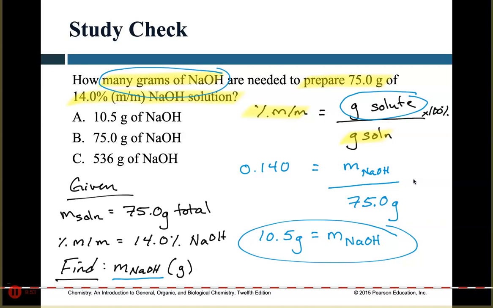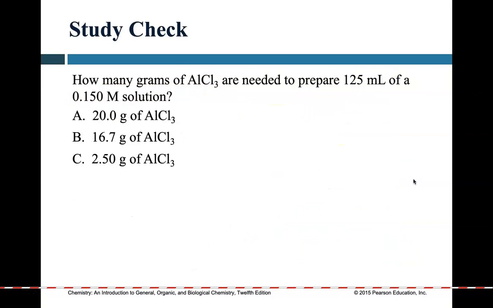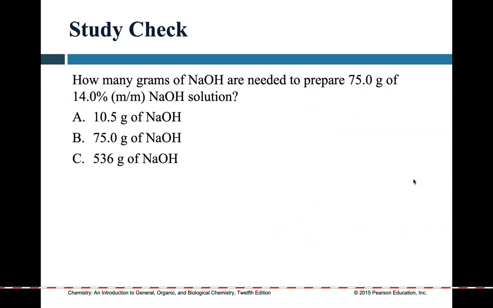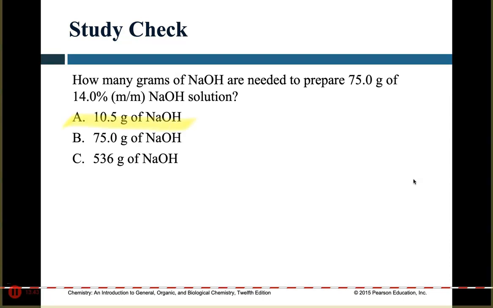So again, it seems intimidating to start, but write what you're given, where you're going, and then just start with a plan. And sometimes it's best to know where you're going, but sometimes you can start to work your way through. Oh, and let's just make sure we had that as an answer, and we did on our solution slide. There's our 10.5 grams.